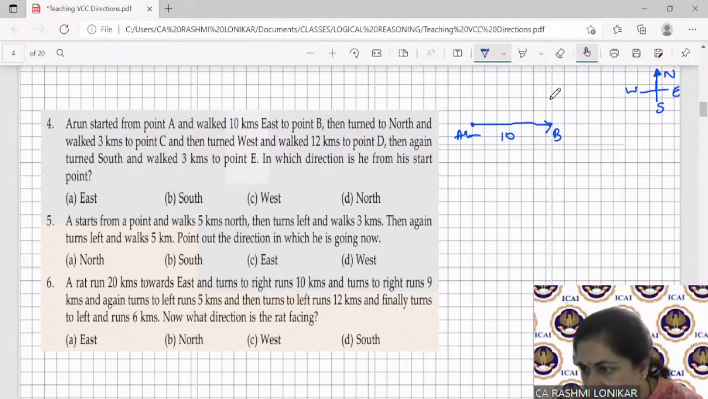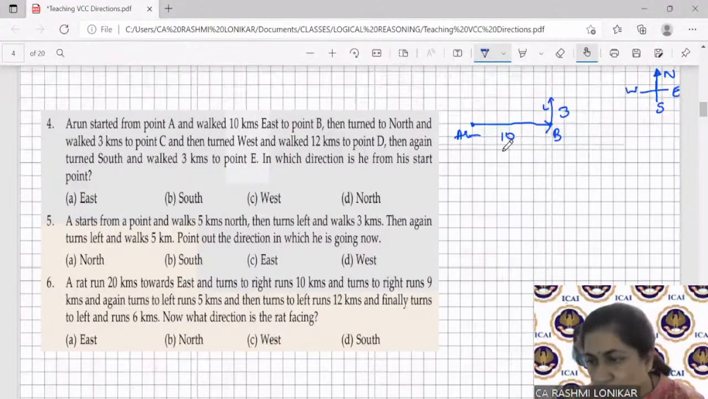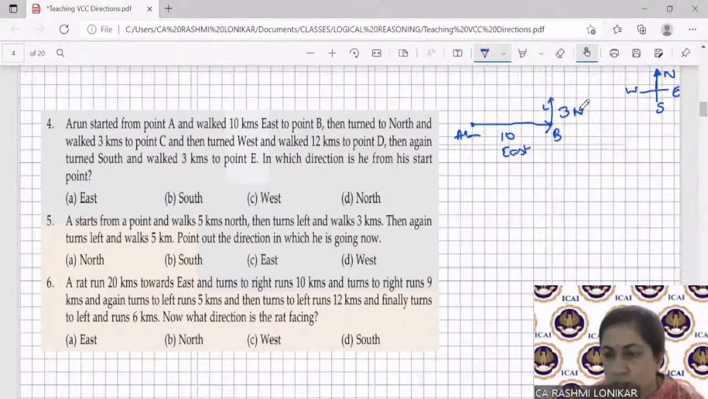Then turns north and walks 3 kilometers. So where is his left? This is his left. But here what they are talking in terms of direction is 10 kilometers in the east direction, 3 kilometers in the north direction. Okay, turns to north and walks 3 kilometers to the point C. So this is C.